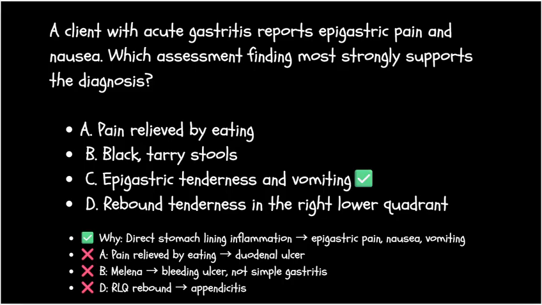Because we're talking about gastritis, a direct lining inflammation of the stomach. When the stomach is getting inflamed, you're going to have epigastric pain, nausea, and vomiting. Why not A, pain relief by eating? That's more like a duodenal ulcer. B is melena, and we usually see that when it's actually bleeding because of an ulcer, not simple gastritis. And D, whenever you hear rebound tenderness in the right lower quadrant, think appendicitis. That's a typical clinical manifestation of appendicitis.